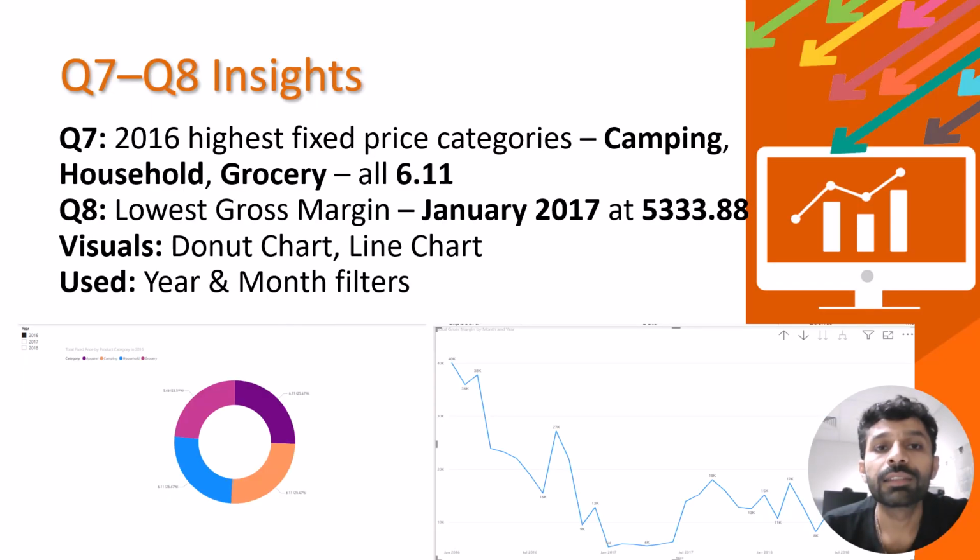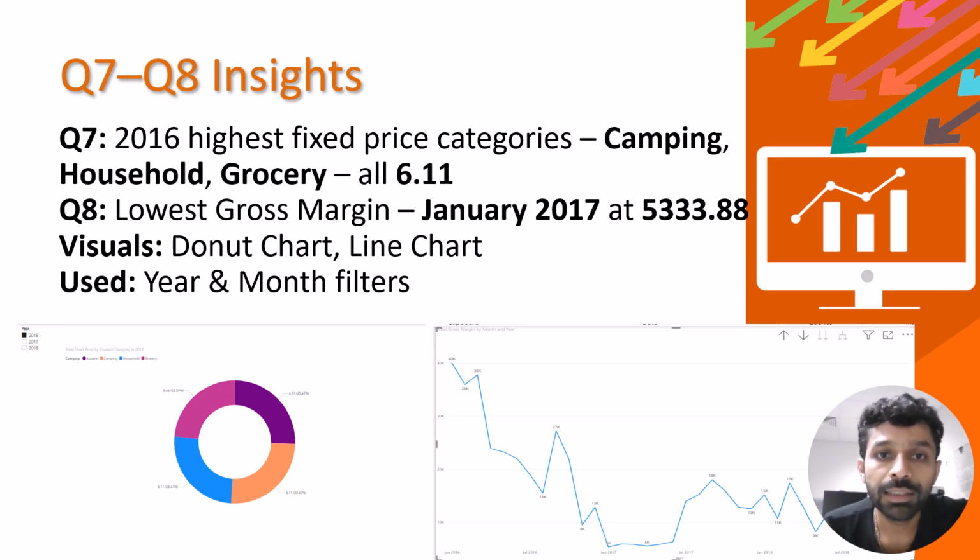In question 7, we wanted to know which product category had the highest fixed price in 2016. We used a donut chart with a filter for 2016 and plotted product category and fixed price using a sum or max. This gave a clear visual breakdown and helped us spot the top category.